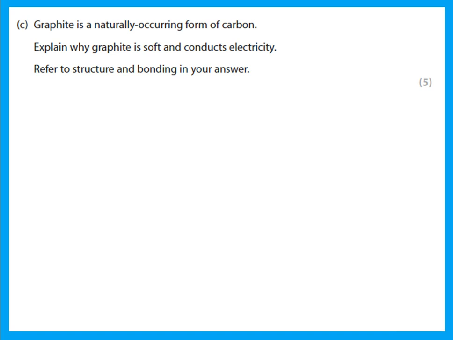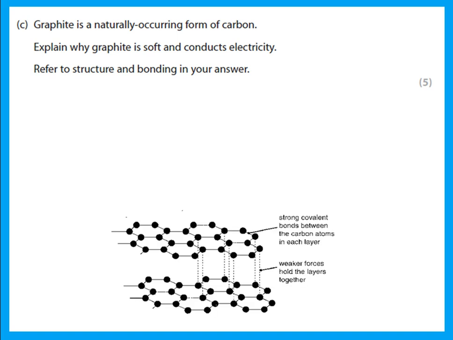Graphite is a naturally occurring form of carbon. Explain why graphite is soft and conducts electricity. And we need to refer to structure and bonding. Now, what is graphite? This is the structure of graphite.